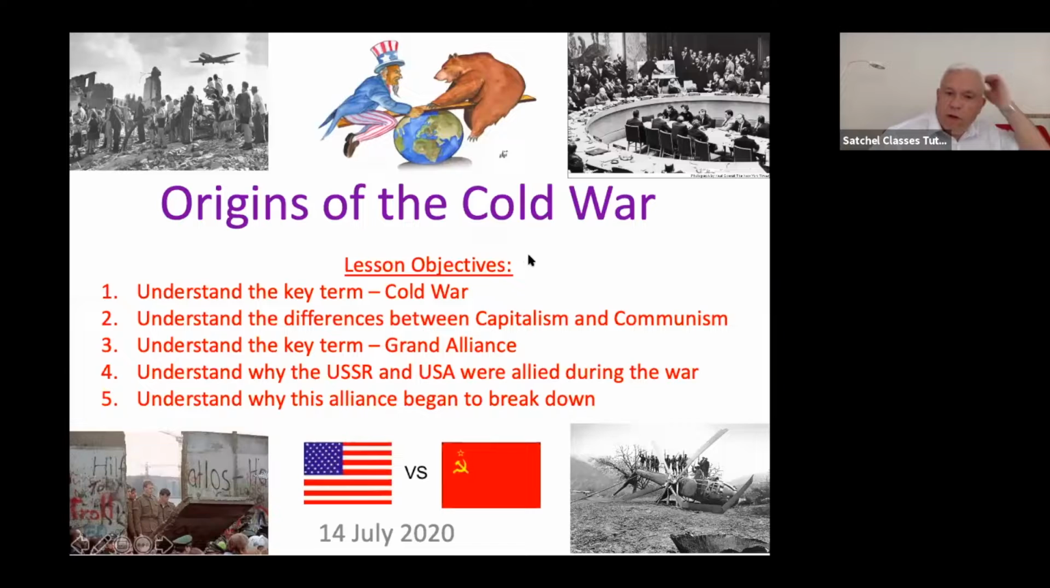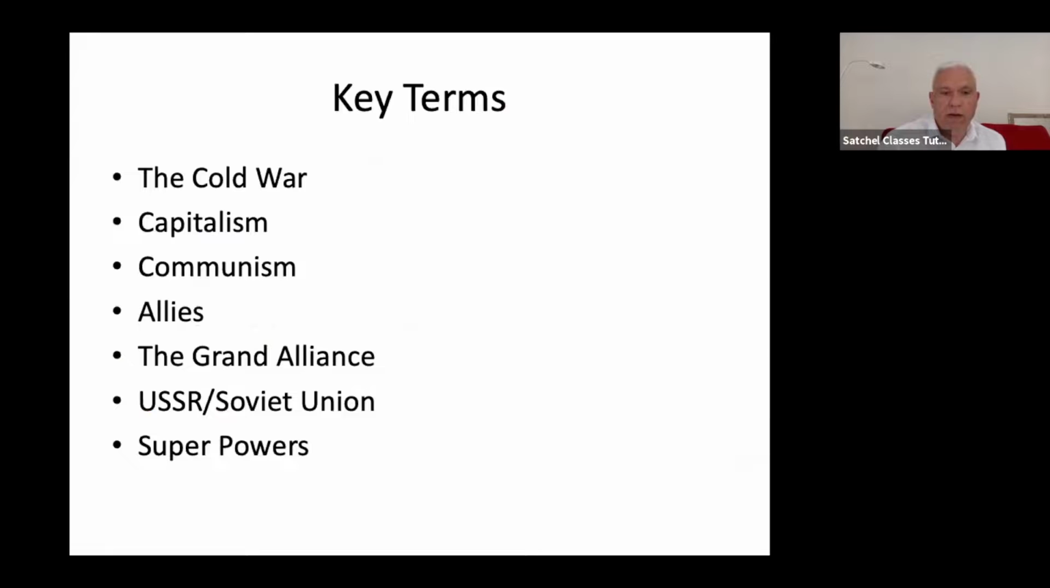So hopefully we're going to look at what the term the Cold War means. The difference between the two countries is mainly about ideology and how the countries were run. One is capitalist, one's communist. And the idea of what the Grand Alliance was and why America and Russia were allied during the war, and how that then broke down. This is the key to it, really. Those are just key terms that I think hopefully you'll understand.